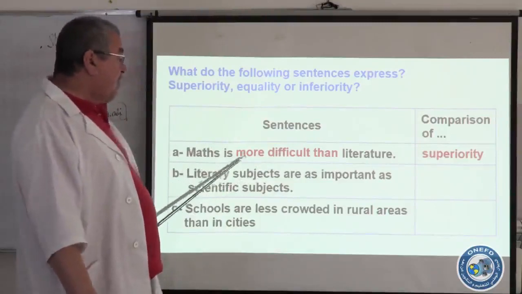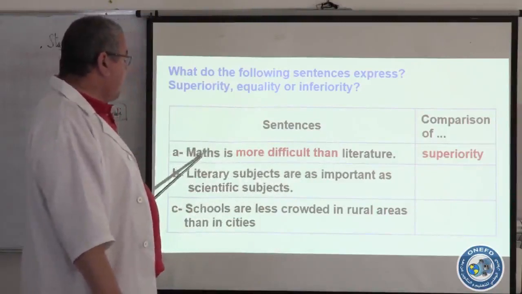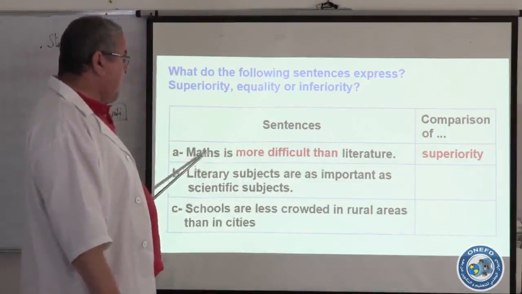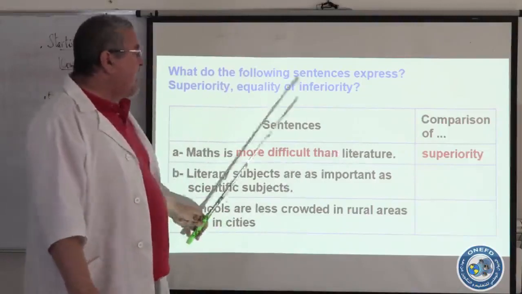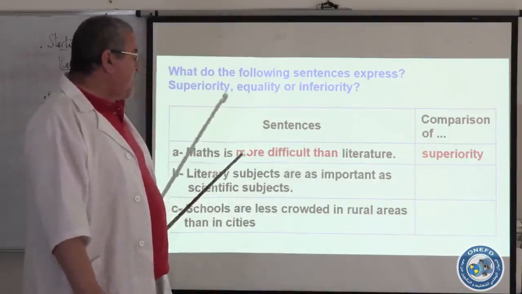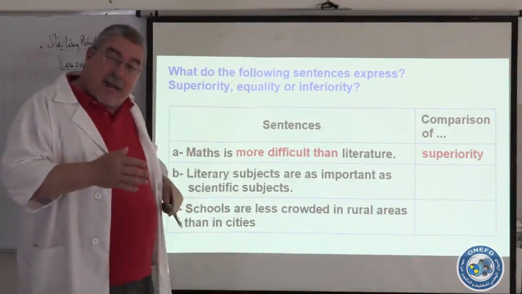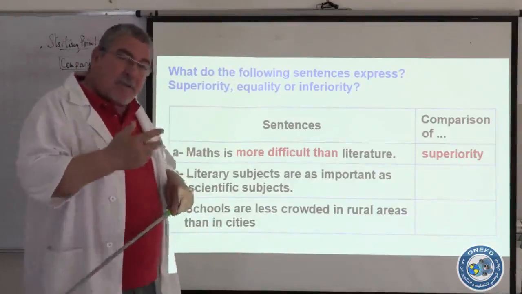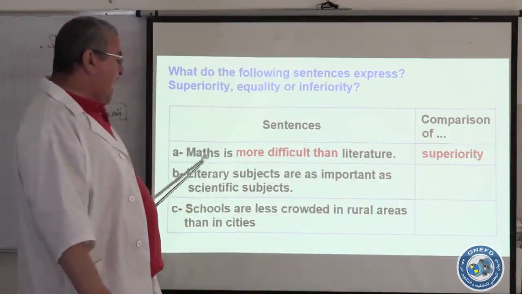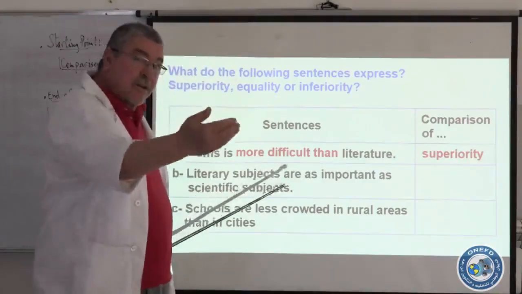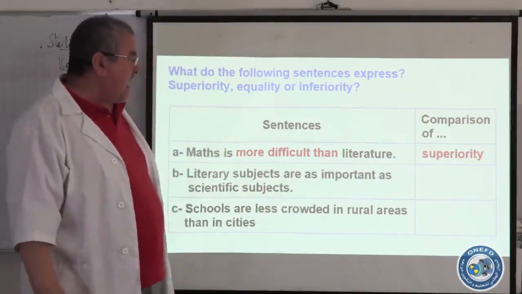Maths is more difficult than literature. So, these are two elements, element A and element B. We are comparing maths and literature. Now, both subjects are difficult, but one of them is more difficult than the other. This is why we say maths is more difficult than literature. We are expressing superiority here.